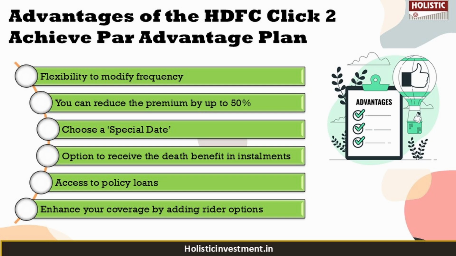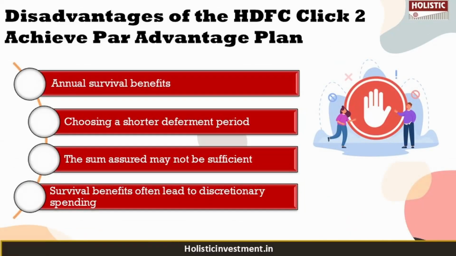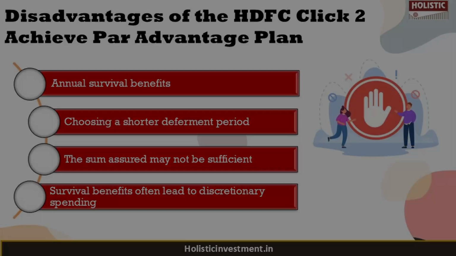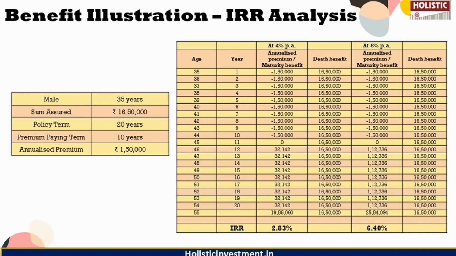So these are the advantages. The disadvantages are: annual survival benefits interrupt the power of compounding. If you choose a shorter deferment period for survival benefits, it reduces your maturity payout. The sum assured may also not be sufficient. Survival benefits often lead to discretionary spending. So these are all disadvantages that you need to be mindful about before deciding to invest in this policy.